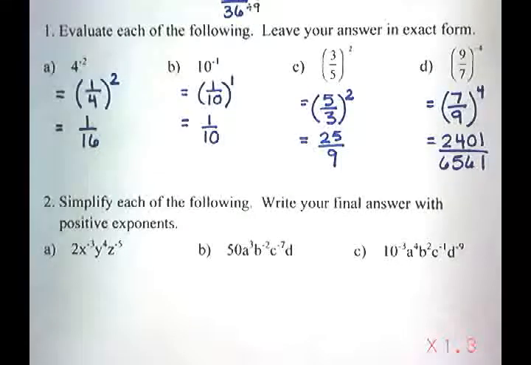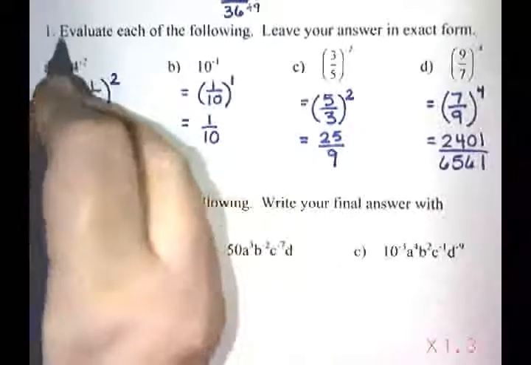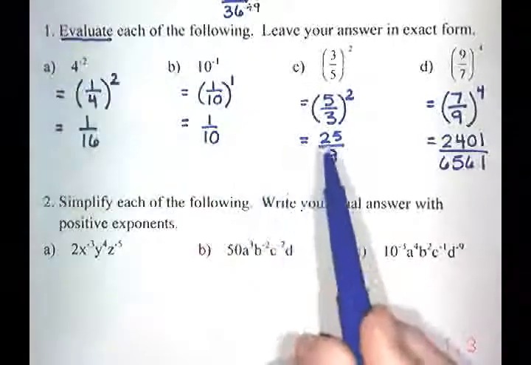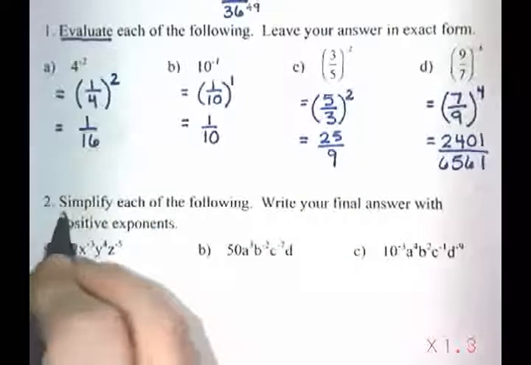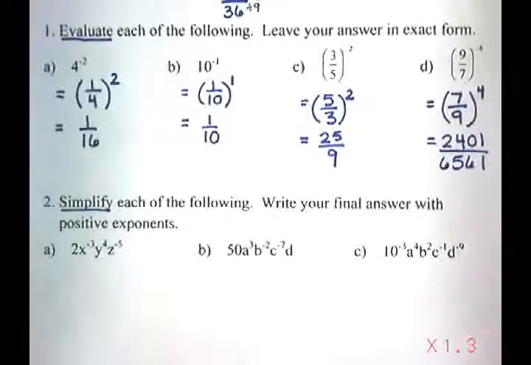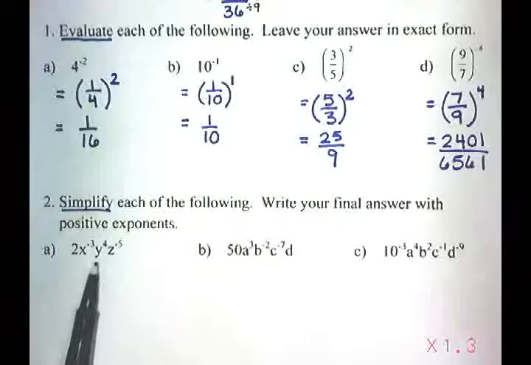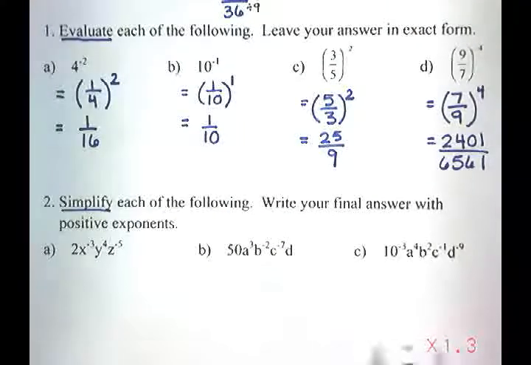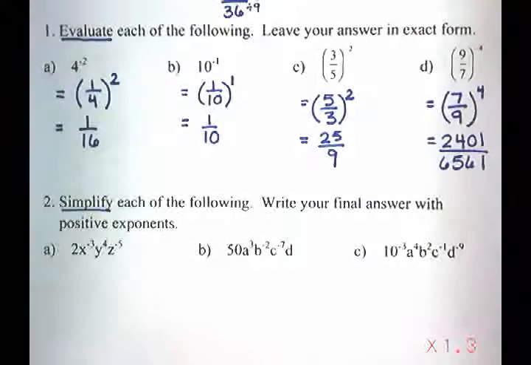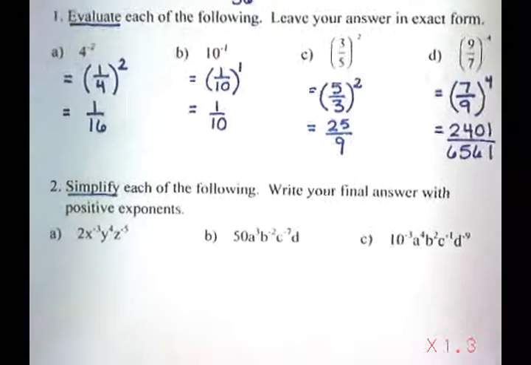Now the next set of questions don't ask me to evaluate, they ask me to simplify. So when a question says evaluate, that tells me that I'm going to end up with a numerical answer. When it asks me to simplify, that tells me that there will likely still be variables in the question, which makes sense since we have x's, y's, z's, a's, b's, and c's in our questions. So it says simplify each of the following. Write your final answer with positive exponents. So I don't want to have any negative exponents in my answers here.